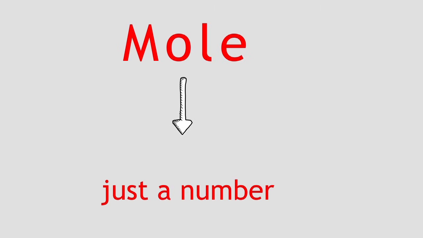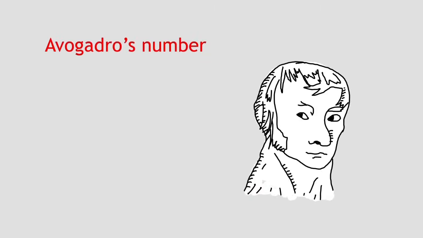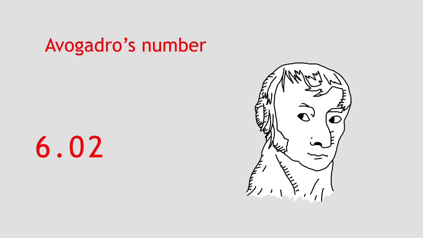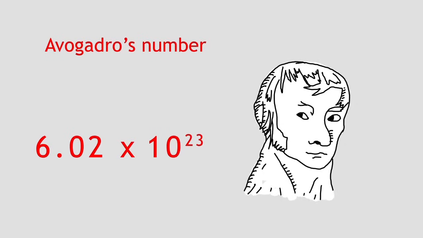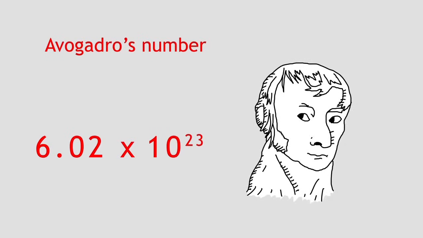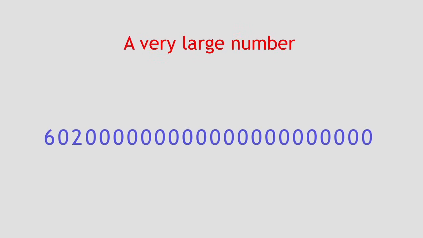Now, at the end of this video, you should understand that the mole is just a number. You should know that this number is Avogadro's number, 6.02 times 10 to the 23. And you should have an appreciation that this is a very large number indeed.